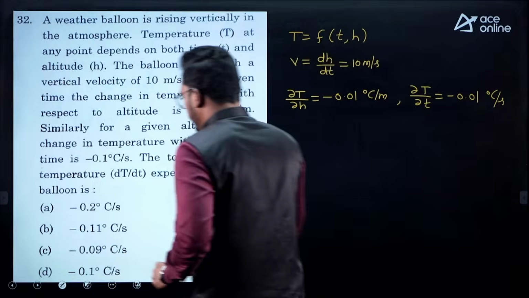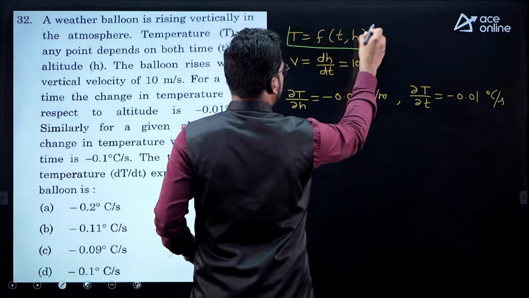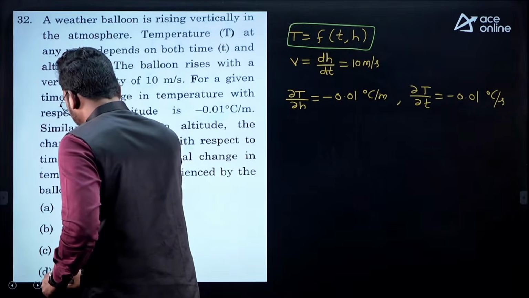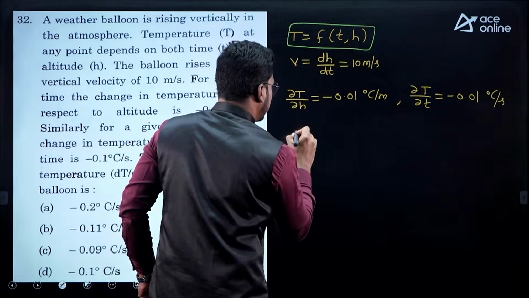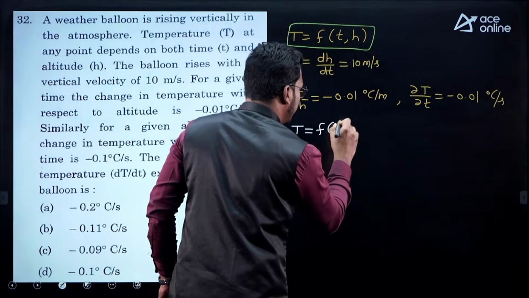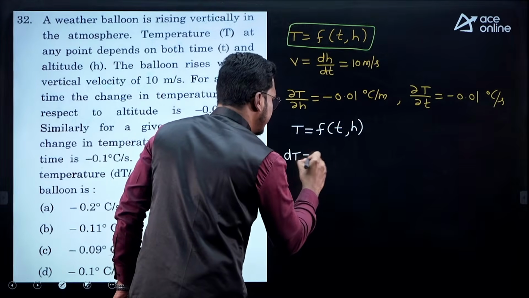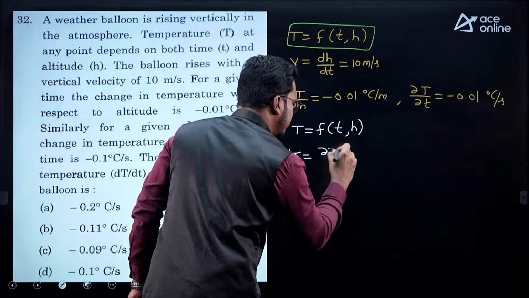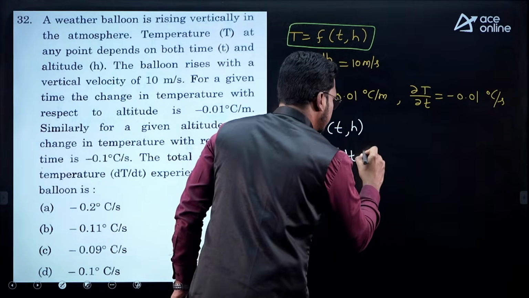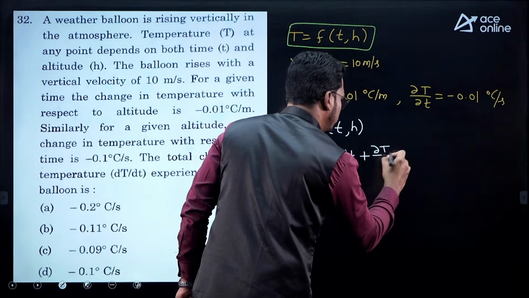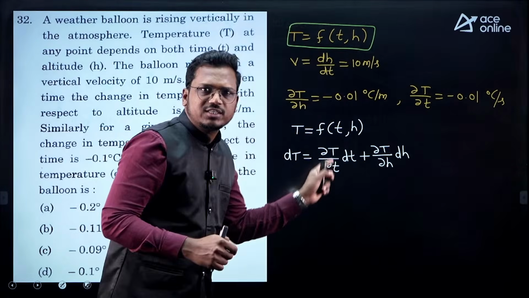See, here we know that temperature is a function of time and h. And in mathematics we have one theorem. If temperature is a function of time and h, then we can write the change in temperature as the change in temperature with respect to time into dt, plus the change in temperature with respect to height into dh. This is a partial change.